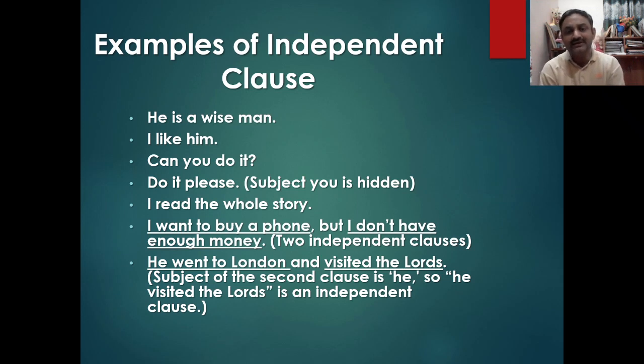I want to buy a phone, comma, but I don't have enough money. Similarly, he went to London and visited the Lords. The subject of the second clause is he, so he visited the Lords is an independent clause. Whereas in the above sentence, there are two separate independent clauses: I want to buy a phone and I don't have enough money. So both these sentences have independent clauses. They can stand on their own.